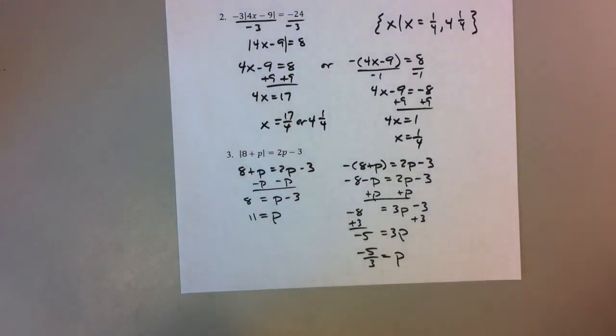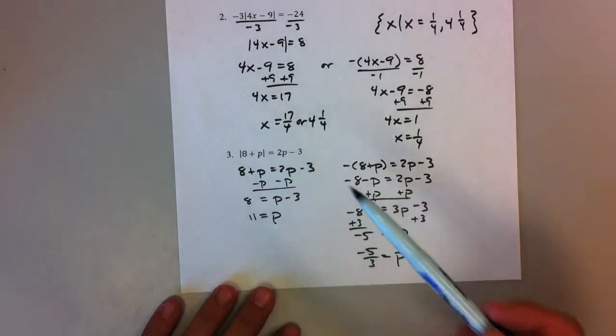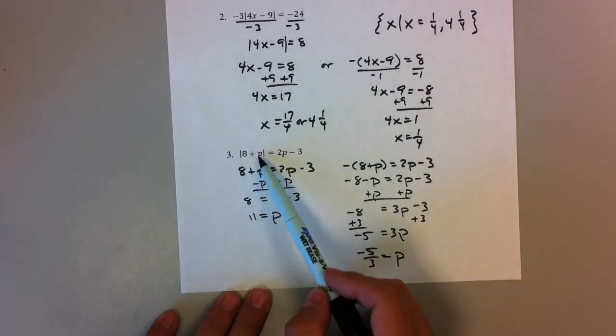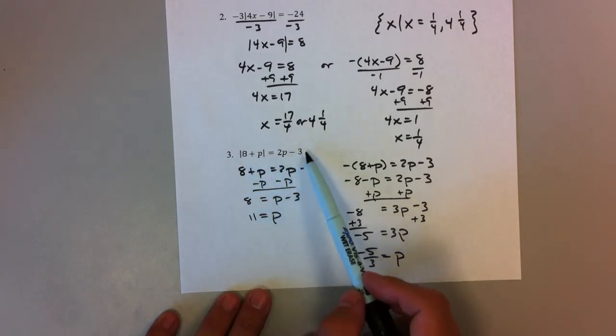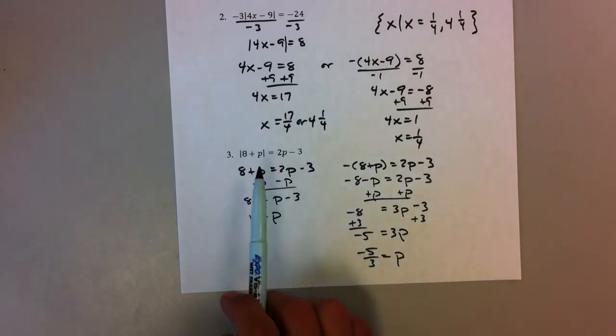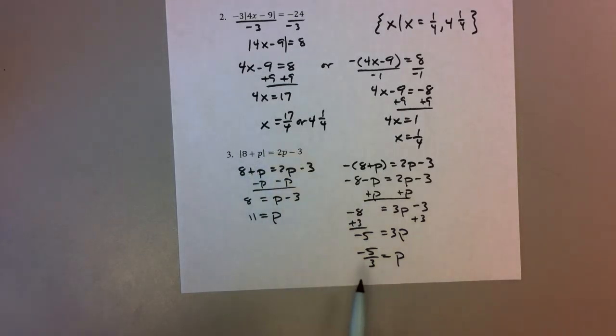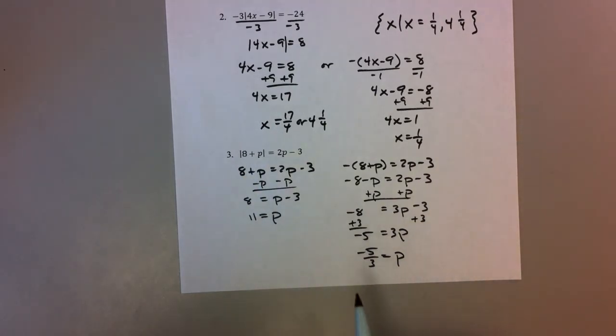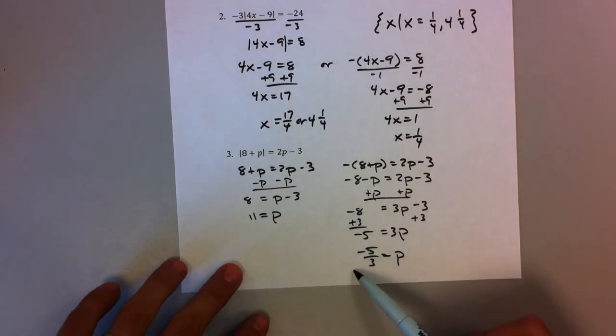Now, if I take a look at these, we have a little bit of a problem because as I go through and do at least a mental check here, if I were to plug in 11, I get 8 plus 11, that's 19. Over here I get 22 minus 3 is 19. But when I plug in this negative 5/3, and without even doing all the arithmetic of adding 8 plus negative 5/3, I actually know that this is going to be an impossible solution.